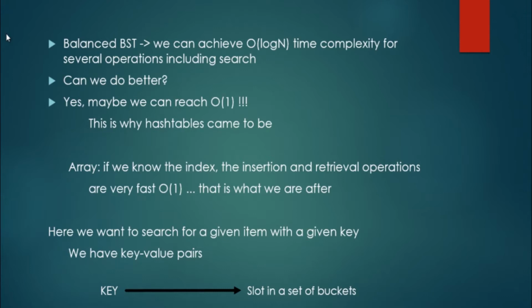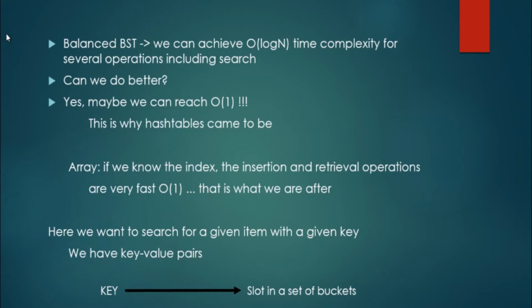And this is why hash tables came to be. So we know that, for example, arrays, if we know the indices, the insertion and retrieval operations are very fast. We can do it in constant time complexity, and this is exactly what we are after. So if we can construct a relationship between the keys and the slots of the arrays, we can make sure that all of the operations with our hash tables are very fast.